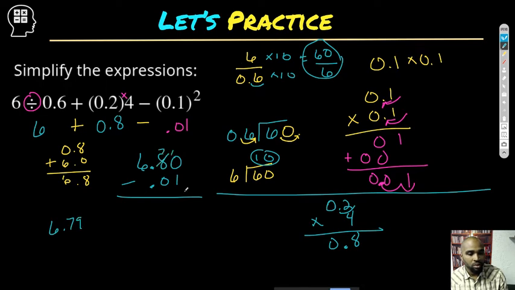So I do 7, 10, 9, 7 there, 6. So you can do the math, but just think about it. Sometimes it helps. I'm taking 1 penny away from this 80 cents, $6.80. So 6.79 is the answer you get.